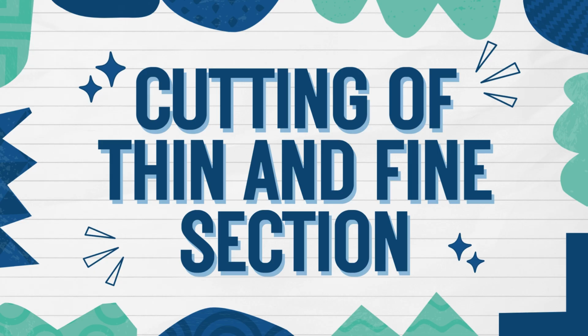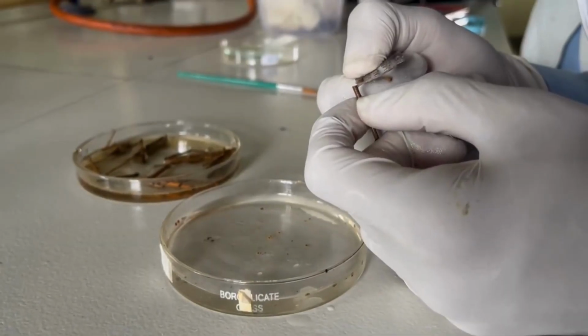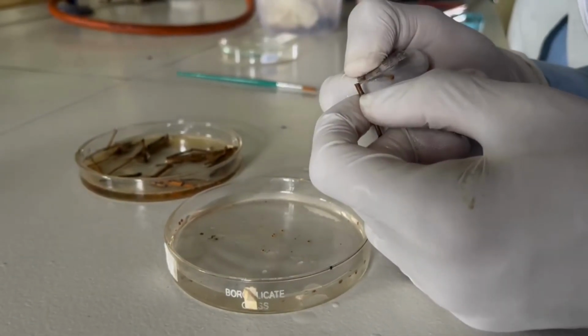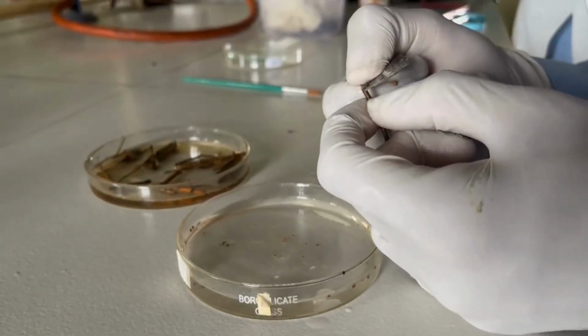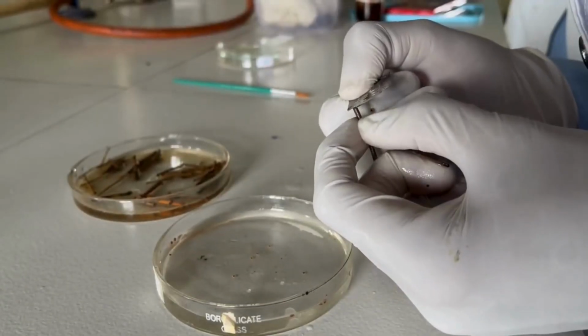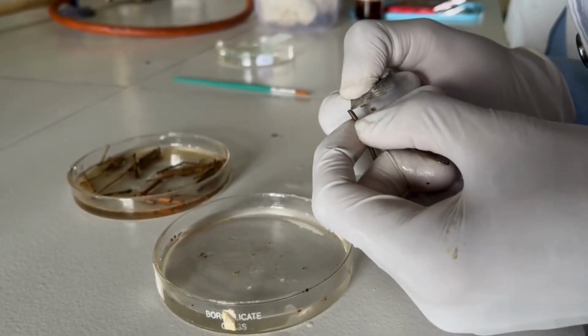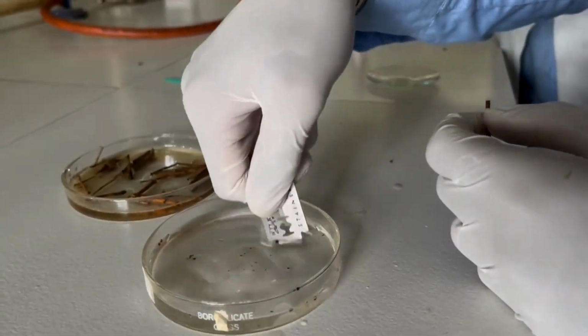Cutting of fine and thin section. To study the microscopical characteristics of a crude drug, it is essential to have a thin section of drug. A fresh blade is used precisely to cut the section of ephedra as seen in the video.